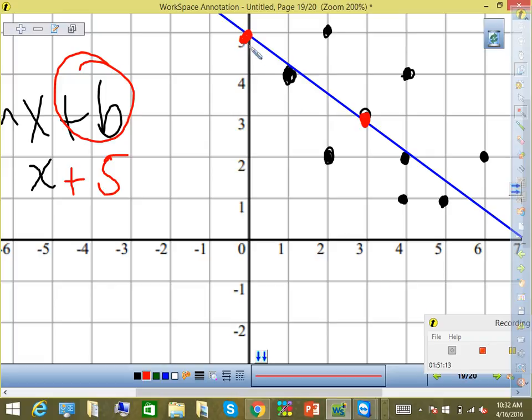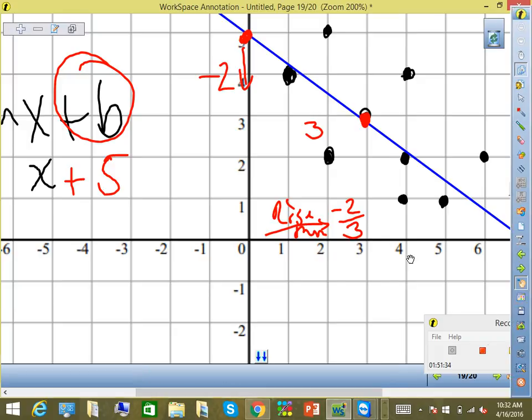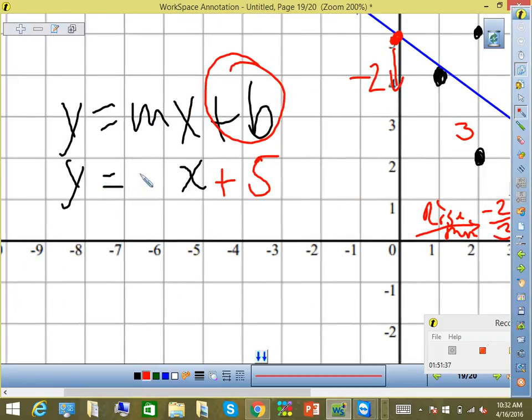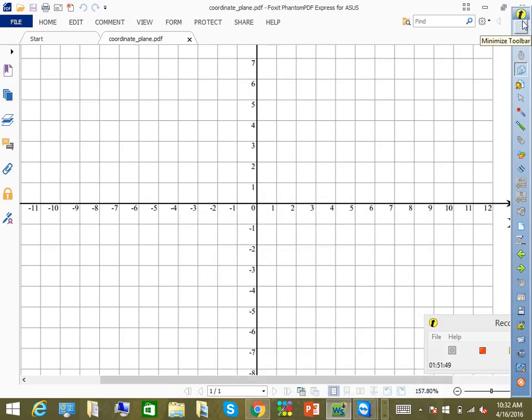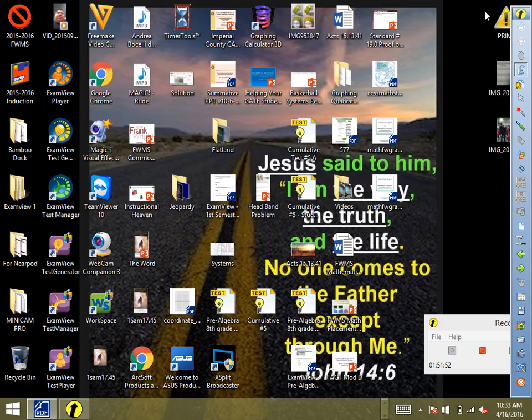And let's find the slope that goes from here to here. Am I going up or down? Down how many steps? 2 steps. It's going down, so that's -2. How many to the right? 3. So my slope, or my rise over run, is -2 over 3. So my equation should be y equals -2/3x plus 5. Everybody see that? Okay. So, let me do this. Give me a second. Where is it?